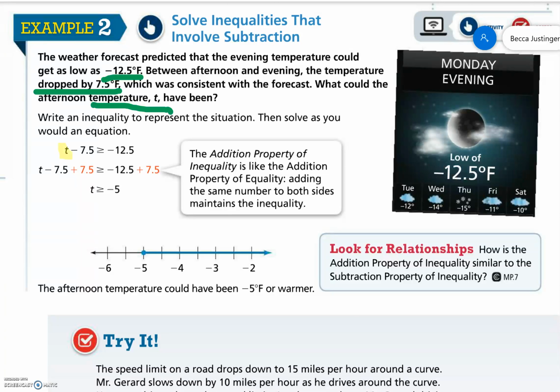Now I'm trying to solve for T, so using those rules of inequality, I'm going to add 7.5 to both sides because that will cancel out on the left. Whatever you do to one side, you have to do to the other. Bring down the T, and negative 12.5 plus 7.5 is negative 5. So that means that the temperature could be negative 5, or it could be greater than negative 5, so bigger. So we're going to draw our line, arrow to the right. Let's try it.